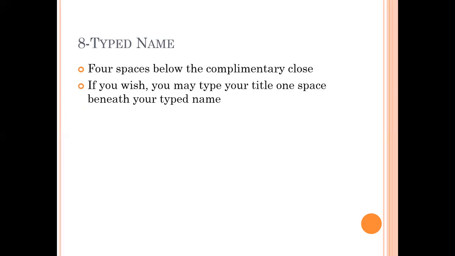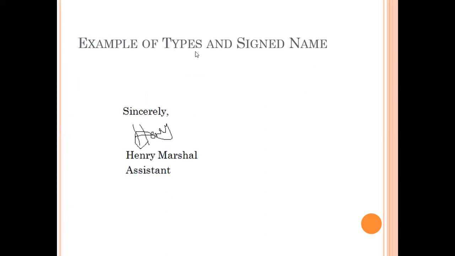If you wish to, you may type your title 1 space beneath your typed name as well. So there's an option that you write your name, and below that name, you can write your designation as well. That's an optional part. You can look at here. This is the example of typed name and signed name. This is sincerely, the complimentary close followed by a comma, and there is a signature. This is where we sign the name, and then there's a typed name, and this is the designation. I hope you get it.